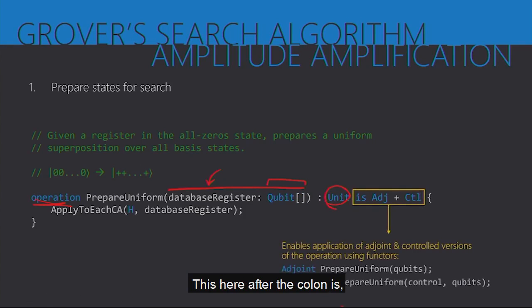This here, after the colon, is the return type. Unit in Q#, you can kind of think of like void. It doesn't return anything. It just does stuff to the qubits.